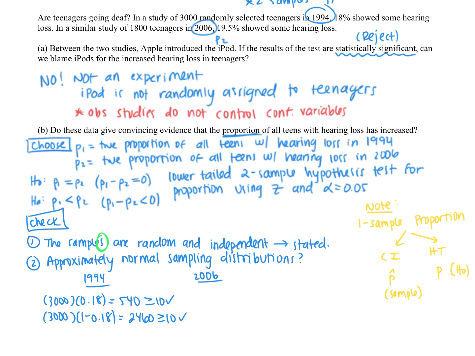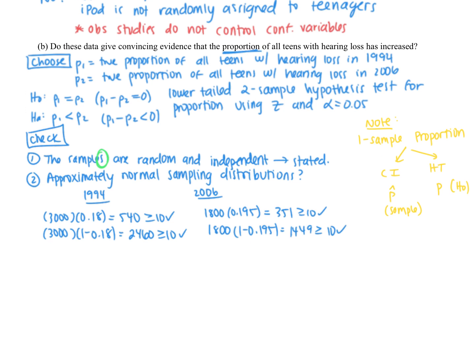Okay, and then in 2006, we have 1,800. And 19.5% showed hearing loss, so that's 351. And then we have our 1,800 times 0.805, and that gives us 1,449. I'm just going to put a check mark because that's true.